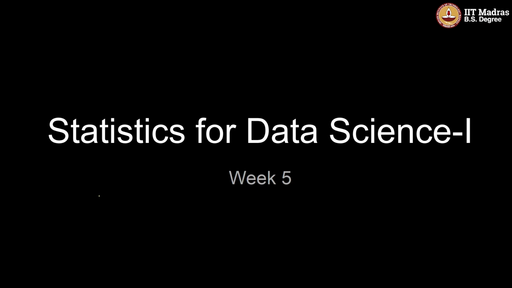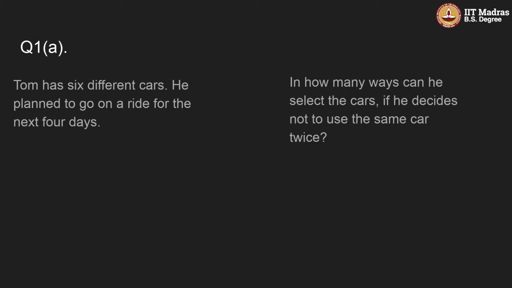Today we are going to solve some questions which will help you to solve in graded assignment. Okay, so here we have our first question. Tom has 6 different cars. He planned to go on a ride for the next 4 days. In how many ways can he select the cars if he decides not to use the same car twice?